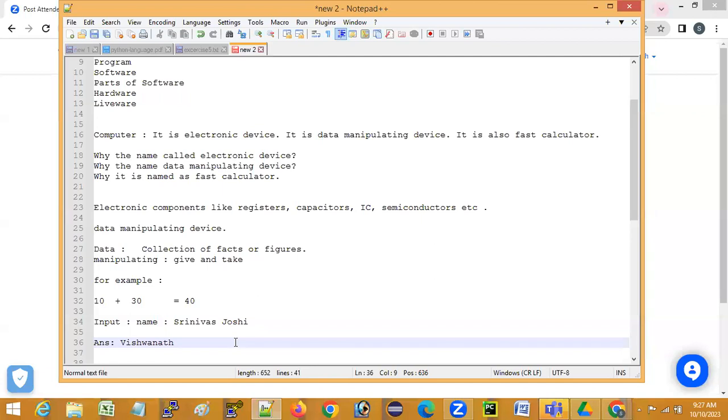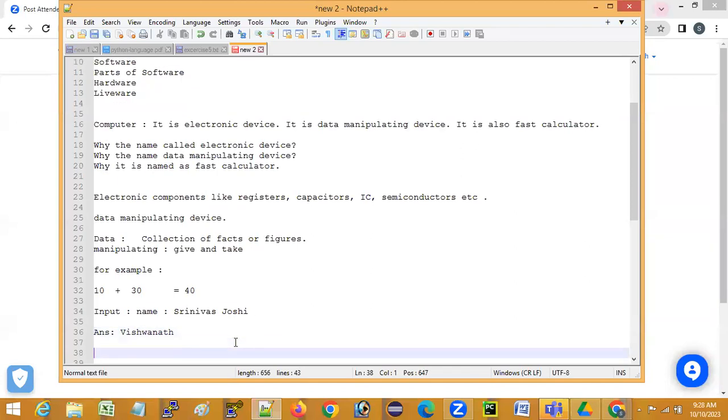Whatever output you are going to expect, according to that you have to give the input. Whatever you are feeding, whatever you are entering into the computer, that should be a fact. So is it clear what data is? Data is nothing but a collection of facts or figures. Is it clear, guys?